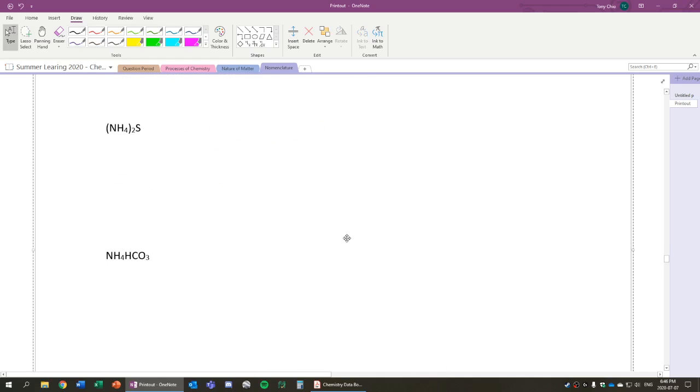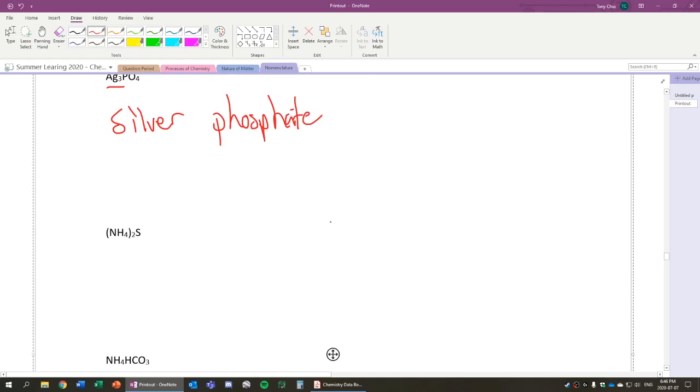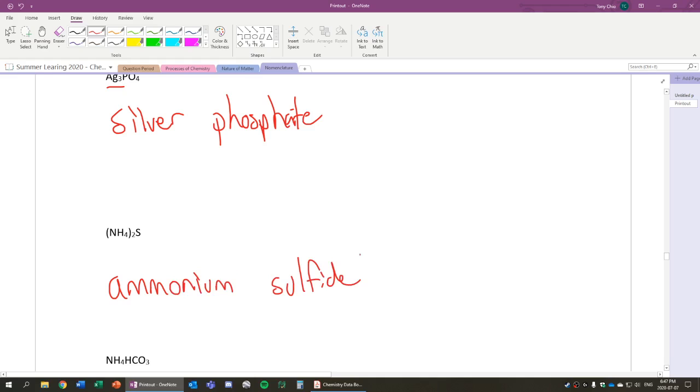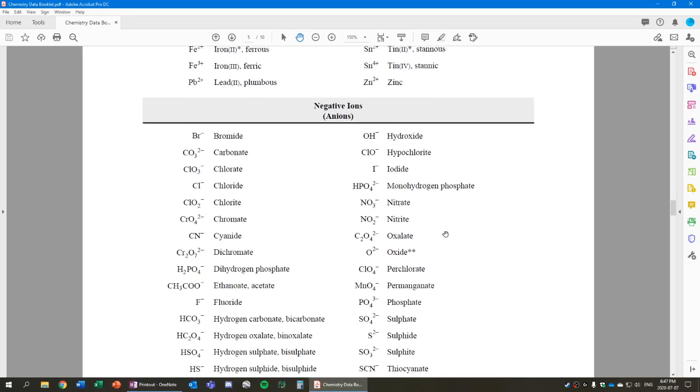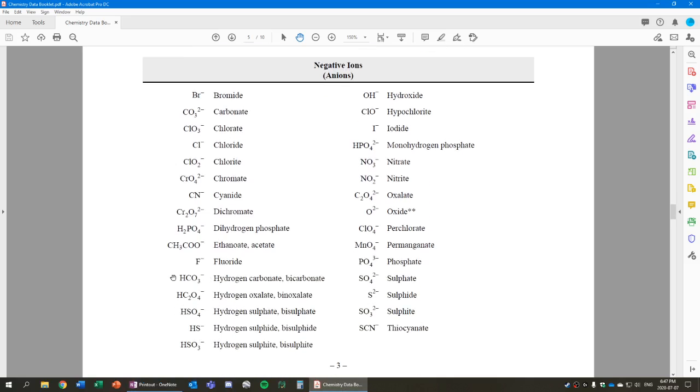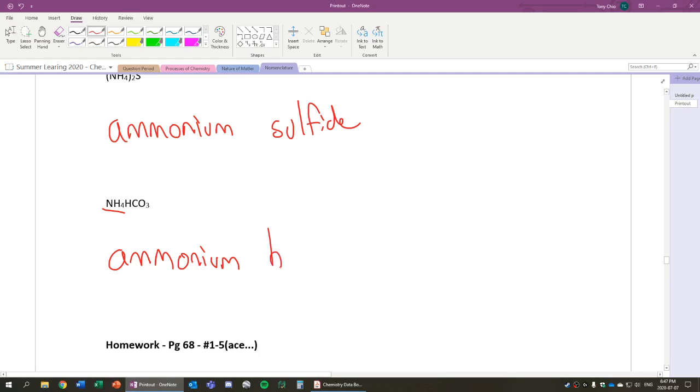Okay, let's look at our next example. NH4, that's ammonium. That doesn't need to change its ending at all. S is sulfur, that's sulfide. Our last one, again, this is ammonium. Okay, but what's HCO3? Well, if you look at HCO3, it is right here. It's hydrogen carbonate, or the more common name, bicarbonate. This is ammonium bicarbonate.